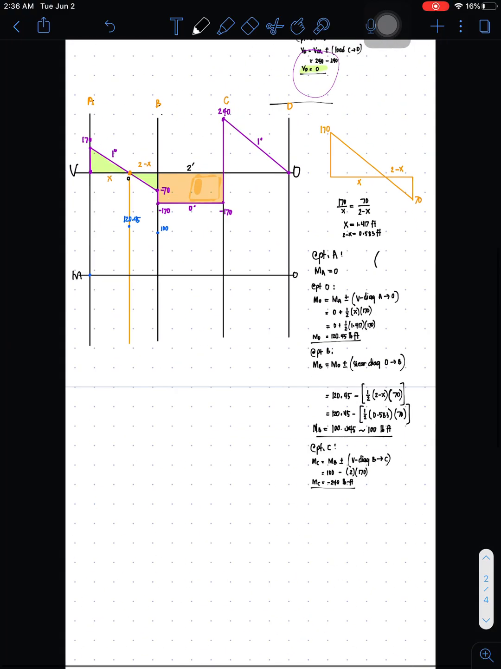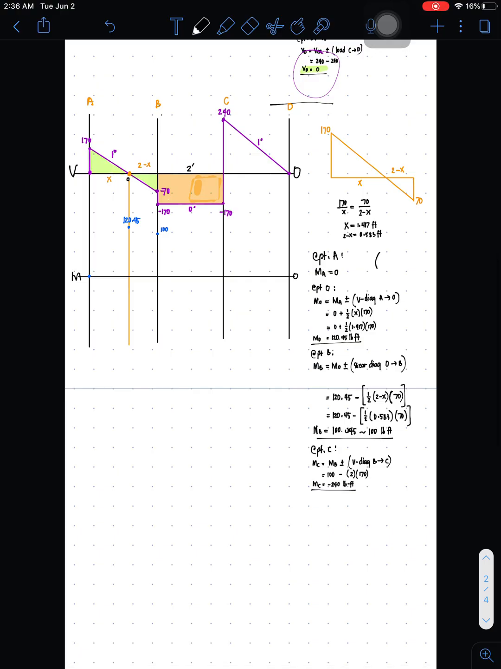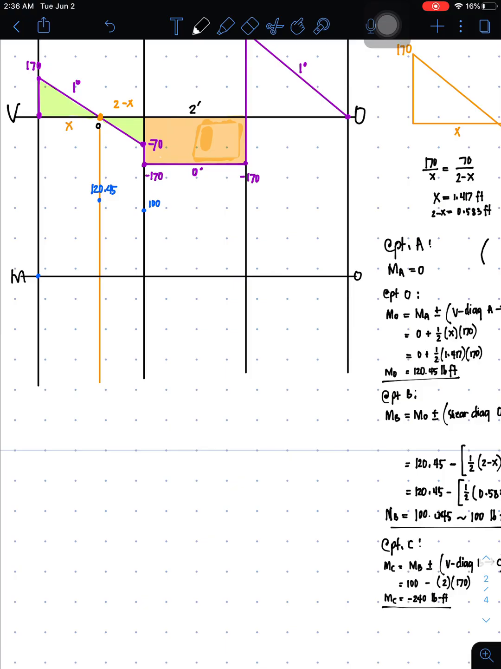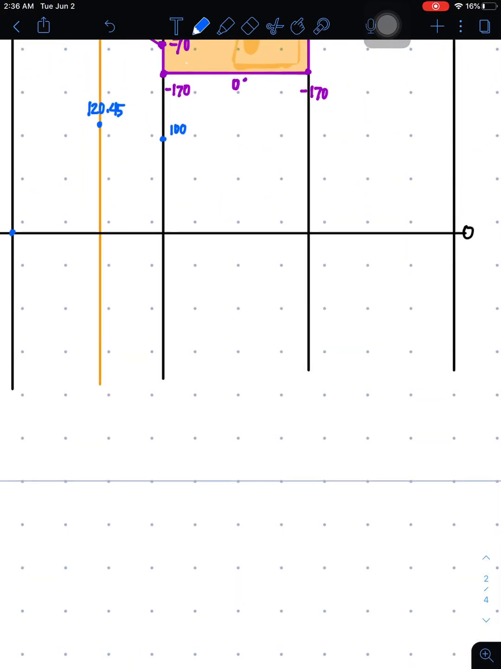Let's plot it at point C. That's negative 240. The plot is just not proportional, as long as the 120 and 240 are shown, it's the same. It doesn't have to be proportional. So in this case, I'll place the negative 240 here.